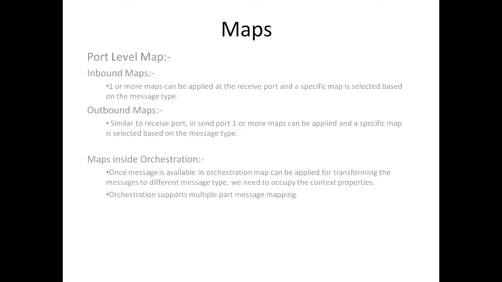So if we are going to apply a map at the receive port, it is said to be an inbound map. We can apply more than one map at the receive port and the map is executed based on the message type. Similarly, we can specify more than one map to be executed on the send port, but a specific map is selected based on the message type and it is executed.